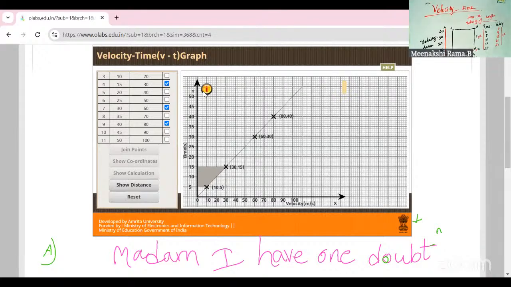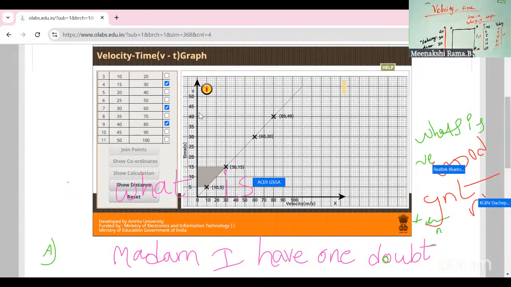Yes, ask me, what is the doubt? Yes, one student, ask your doubt. Write your doubt, ask. Just raise your hand. What is it?